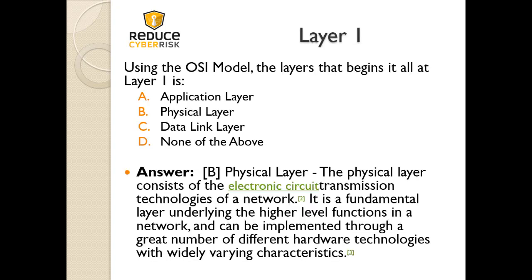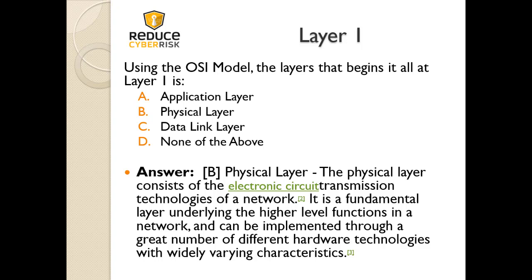All right, so now we're going to roll into layer 1. Using the OSI model, the layer that begins it all is layer 1, which is: A, the application layer, B, the physical layer, C, the data link layer, or D, none of the above. Again, layer 1 is the one that starts it all. And the answer is B, the physical layer.